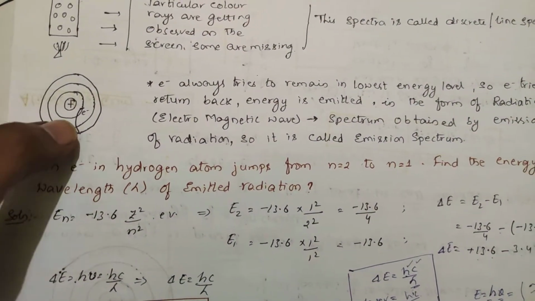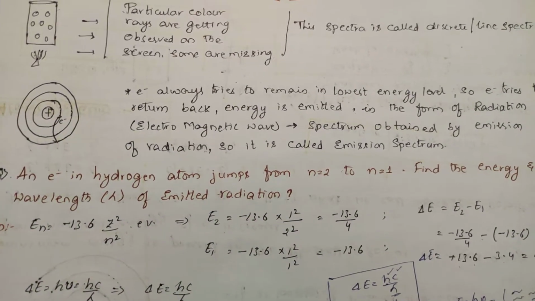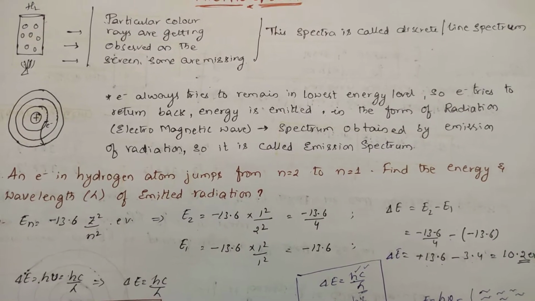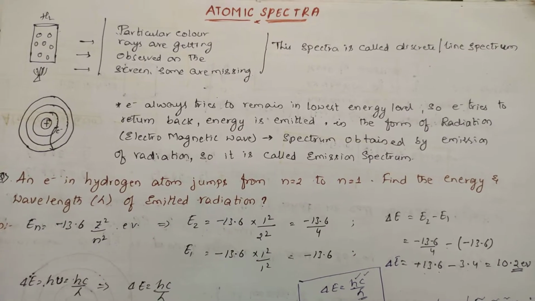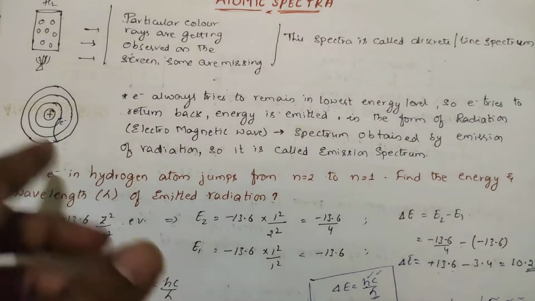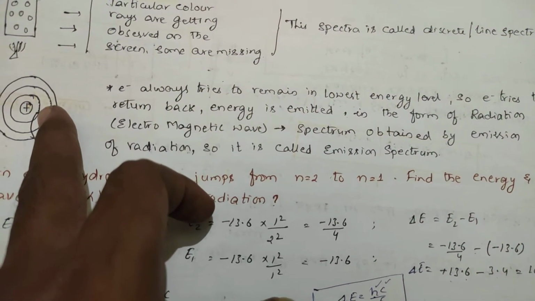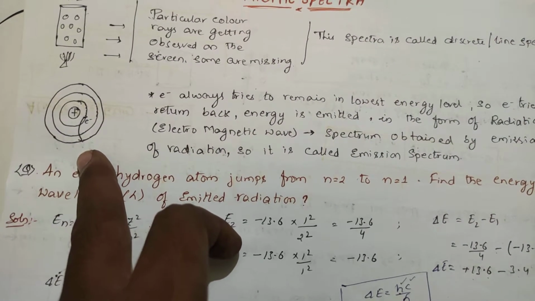It absorbs the energy and gets excited to a higher level. But basically the electron tries to be in the lowest energy state, so it tries to return to the original state. Whatever energy was absorbed is emitted in the form of radiation. For example, the electron is present in the second orbit, and by absorbing the light it gets excited to the fourth orbit.